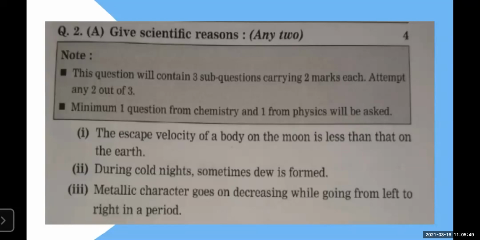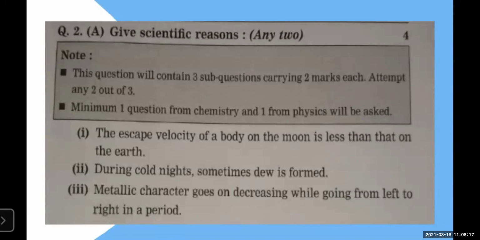And definitely, question number 2A will be scientific reasons. Okay. So scientific reasons will be there. Only scientific reasons will be there in question number 2A. Question number 2A, any two you have to. So 3 questions will be given. You have to solve any 2 questions out of 3 questions. Okay. So this question will contain 3 sub questions carrying 2 marks each.